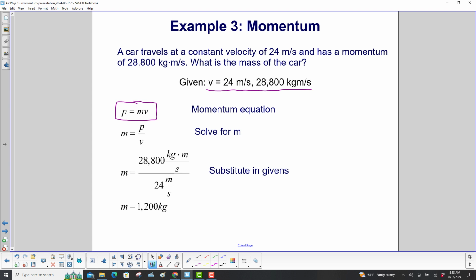So we divide both sides by velocity, and get mass is momentum over velocity. Here's our momentum, here's our velocity. And meters per second cancels out, so we get the right units, kilograms. And the answer is 1,200 kilograms.